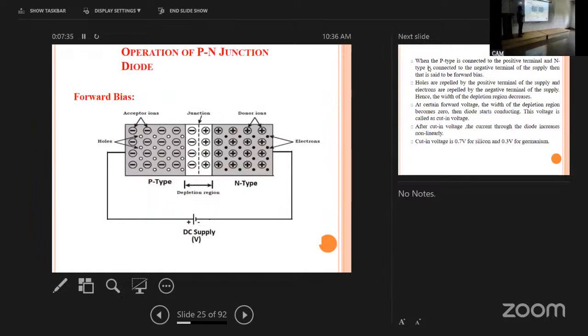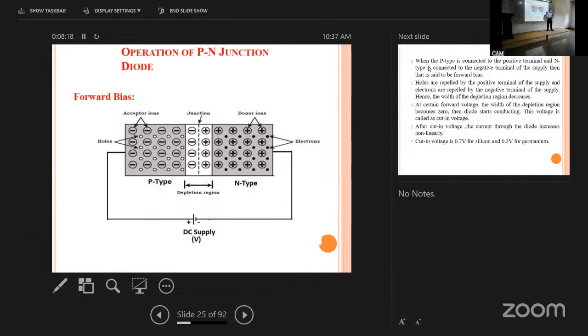So this is forward bias mode. Forward bias mode means whenever the voltage supply's positive terminal is connected to the positive terminal, that means P-type material, and the negative terminal is connected to the negative, that is N-type material, it forms the forward bias. This way of connection is called forward bias mode.